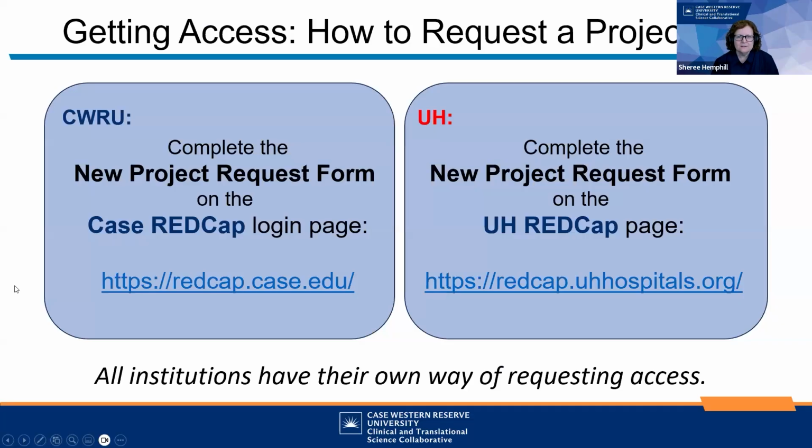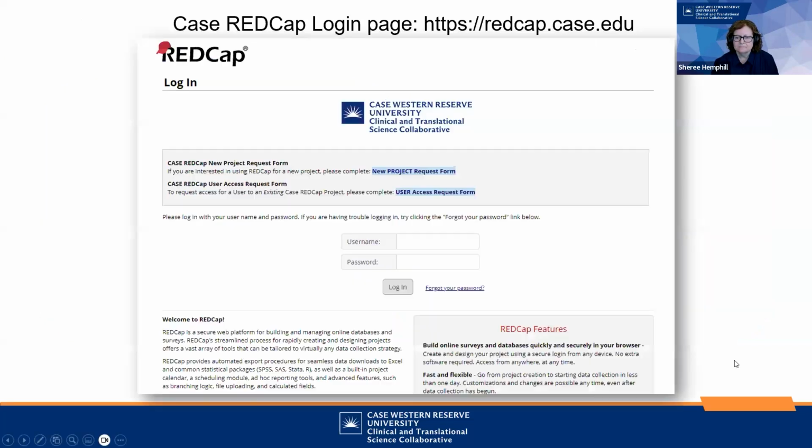Since I manage CASE and UH, I do have the links for those two specific instances of REDCap, but REDCap is at all of our institutions locally. Different institutions will probably have a different process for requesting their access, but these are the ones I'm most familiar with. There's a new project request form that you would complete, and it's really the same for both UH and CASE, just on different sites. Once you request that, you get an empty project. We'll talk about that a little bit, and you'll get a login if you don't already have one, and you'll get access to the software.